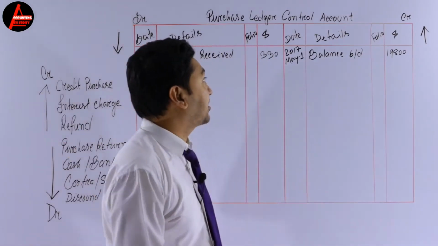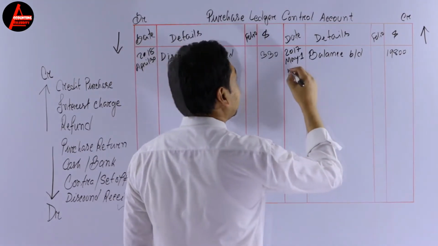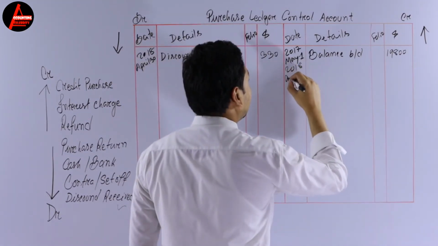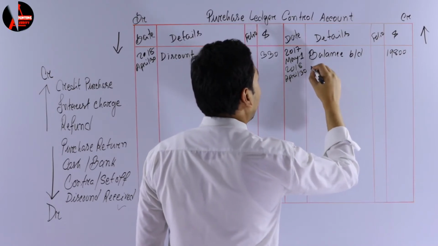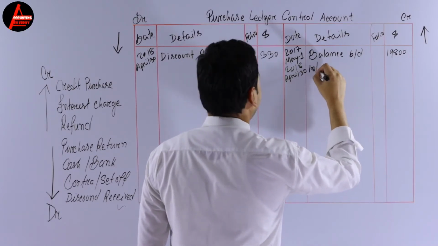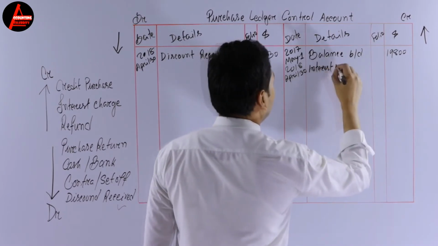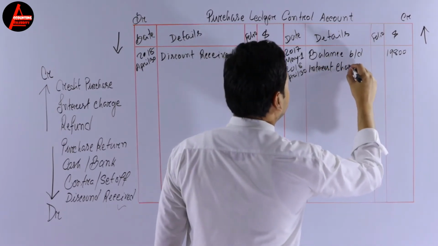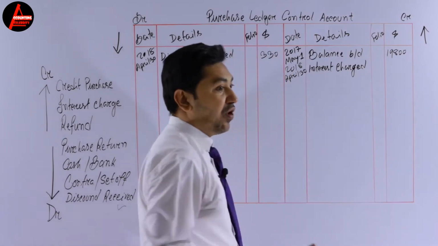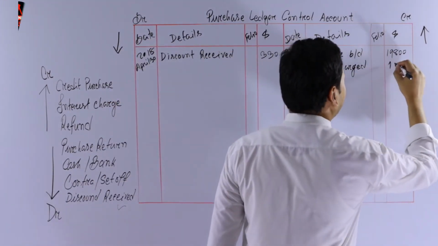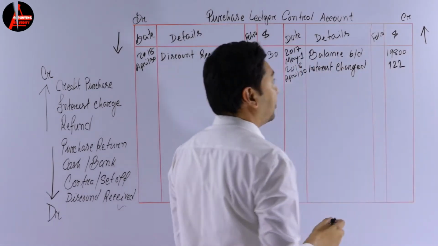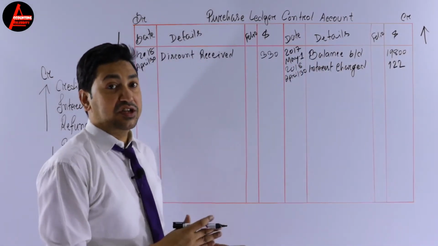So let us go to the credit side and write 2018 April 30. Right here, interest charged. What is the value written in the question clearly? 122. Okay, hope you understood.